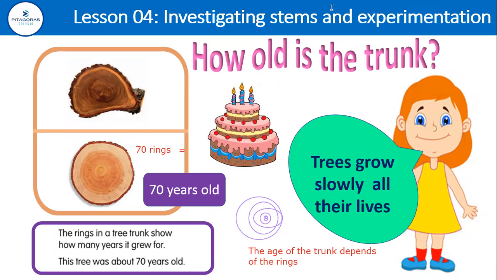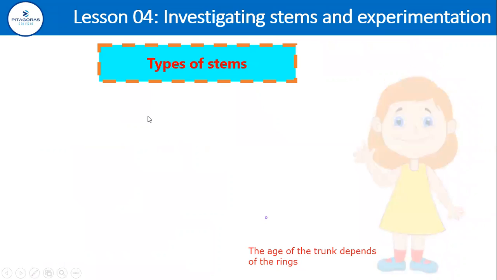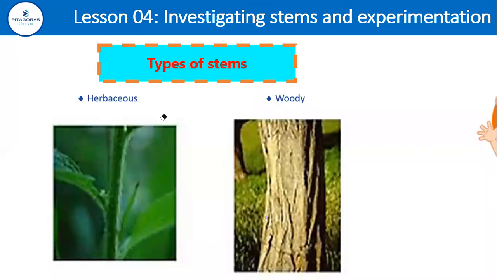Very good, students. So now let's pass to the next page to know more about these things. Okay? Good. So here we are going to mention the types of stems. We have two types: one is herbaceous and the other is woody.